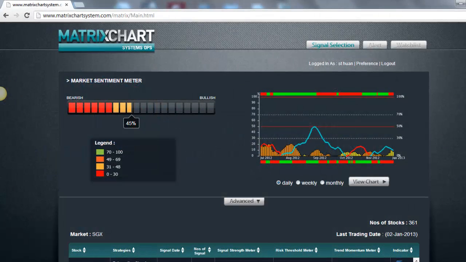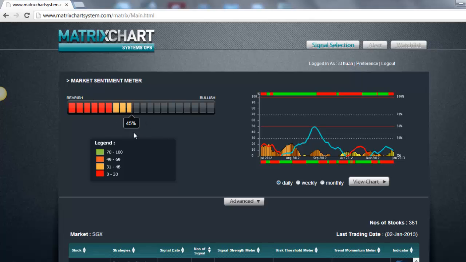When you log into the MATRIXCHART Systems, you will see this page. This is the signal selection page, and on the signal selection page, you will see the market sentiment meter. The market sentiment meter is important because it tells us whether the market is feeling bullish or bearish. The higher the percentage given, the more bullish it is. The lower the percentage, the more bearish the market is.